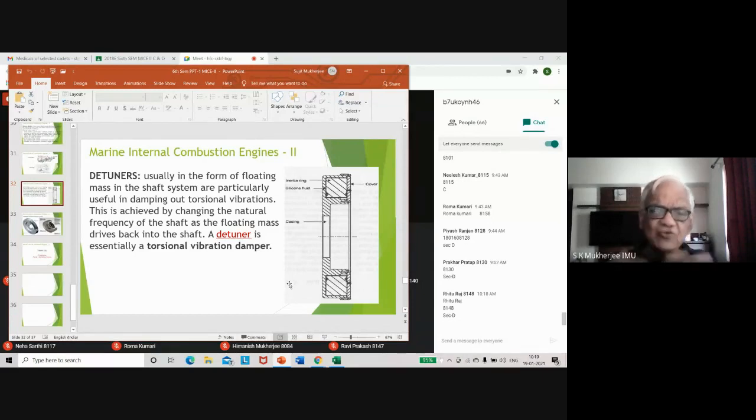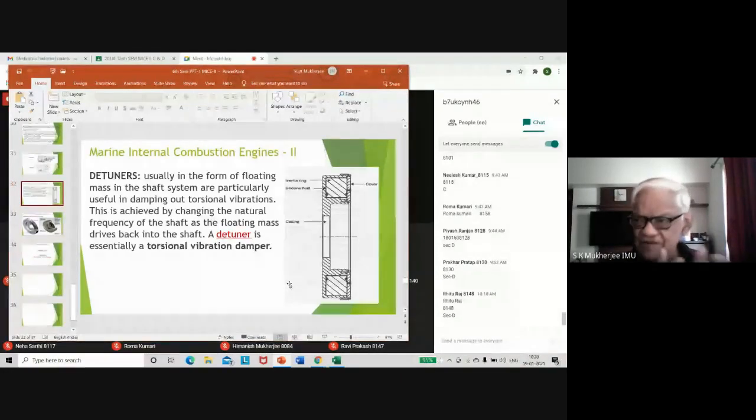This detuner or torsional vibration damper is usually in the form of a floating mass. It is a steel ring actually. This floating mass is also called an inertia ring, in the shaft system, and they are particularly useful in damping out torsional vibrations. This is achieved by changing the natural frequency of the shaft or shafting as the floating mass drives back into the shaft. A detuner is essentially a torsional vibration damper.